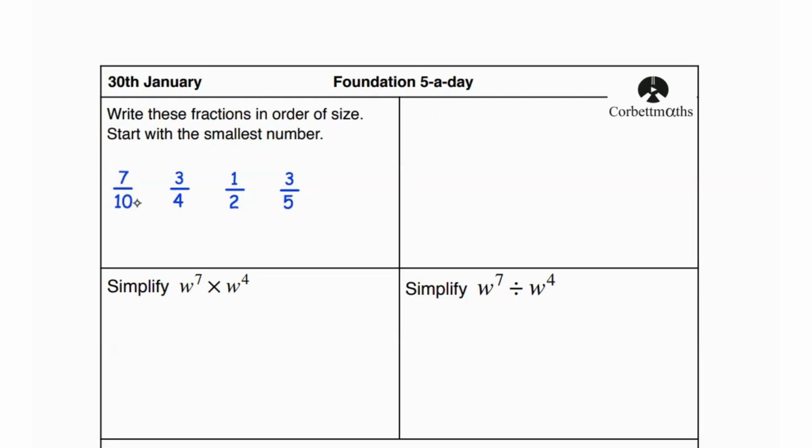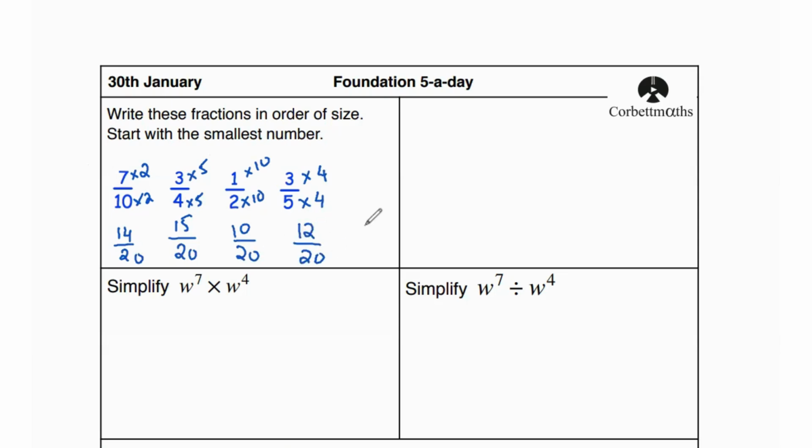To turn 10 into 20, we can times it by 2. So the numerator also gets multiplied by 2. To turn 4 into 20, we times it by 5. To turn 2 into 20, we times it by 10. And to turn 5 into 20, we times it by 4. So what we get is 14 over 20. Then we have 15 over 20, 10 over 20, and 12 over 20.